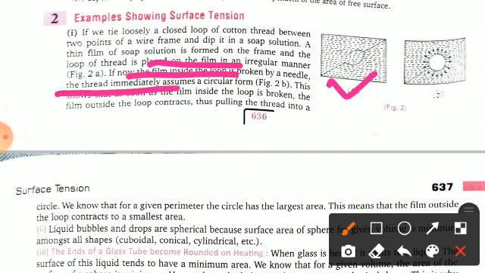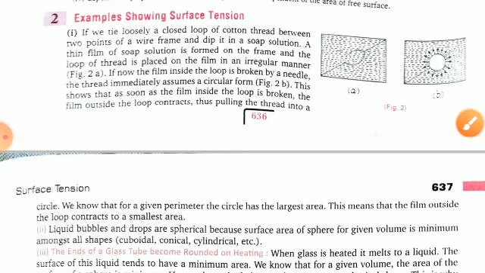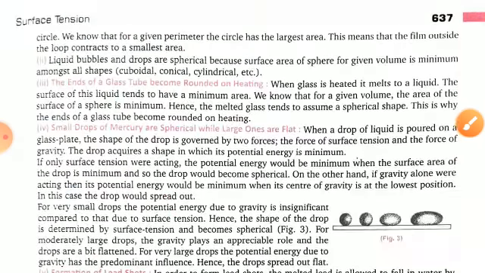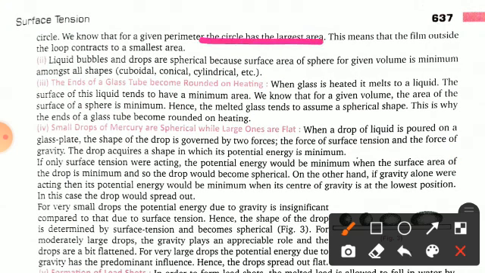The thread immediately assumes a circular loop. It means if you pierce this film with a pin, then what happened? It looks like the force is equal and opposite in all the directions. So that's why the shape seems to be circular. You can see here, the film outside the loop contracts, thus pulling the thread into a circle. So we know that for a given perimeter, the circle has the largest area. This means that the film outside the loop contracts to a smaller area.